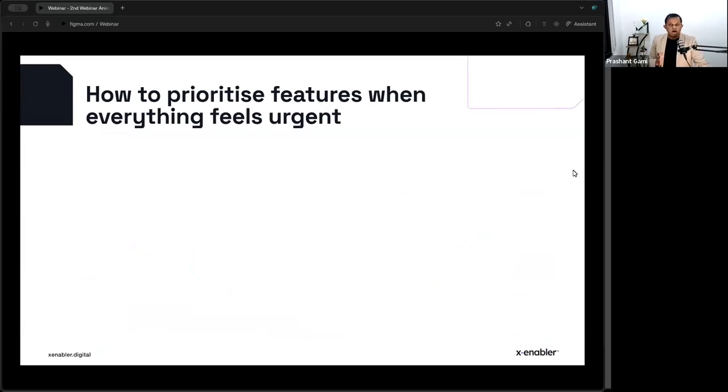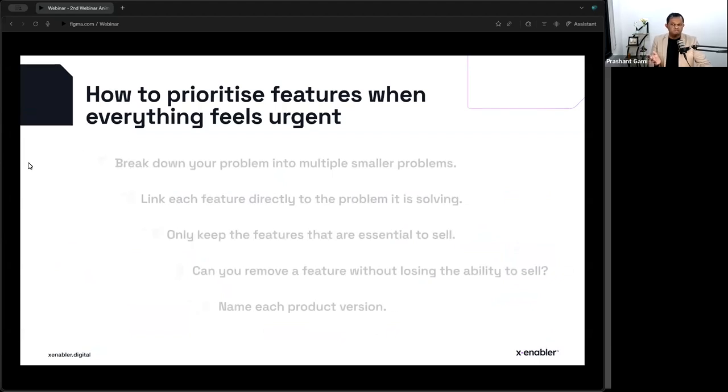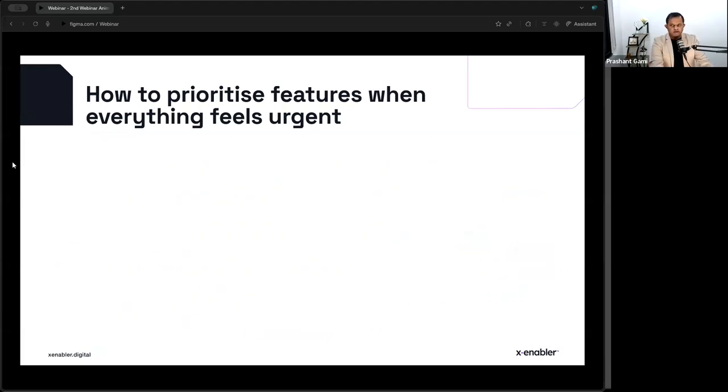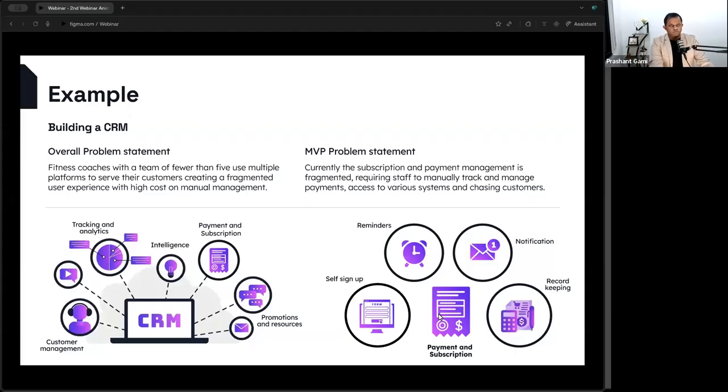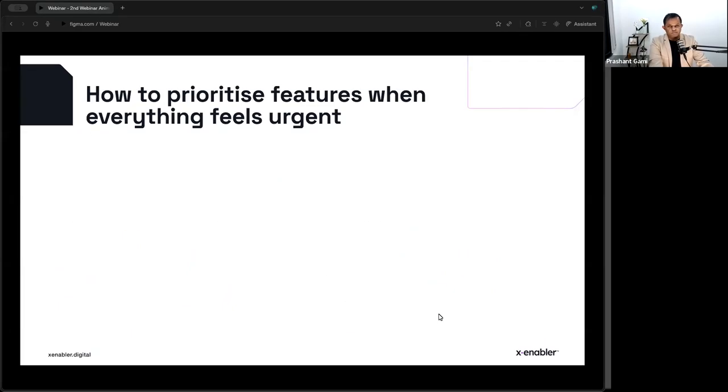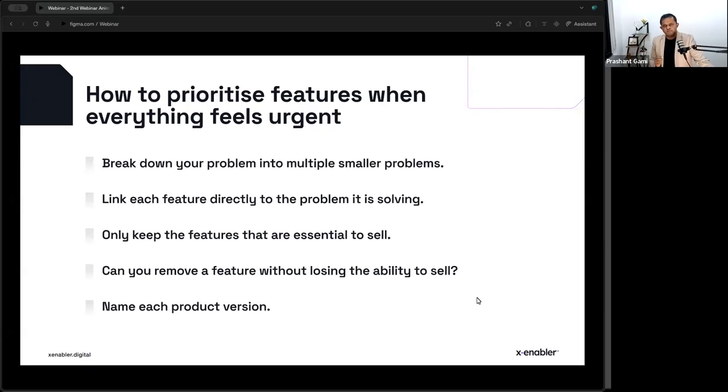So how do you prioritize? Because this is a very easy example, because you identified the problem and it was easy to say, okay, the business says payment is the biggest problem because everybody loves chasing money. It was easy to identify, but how do you actually prioritize the features when everything feels like, oh, this is important, this is important? Okay, so break down the problem into multiple smaller problems.